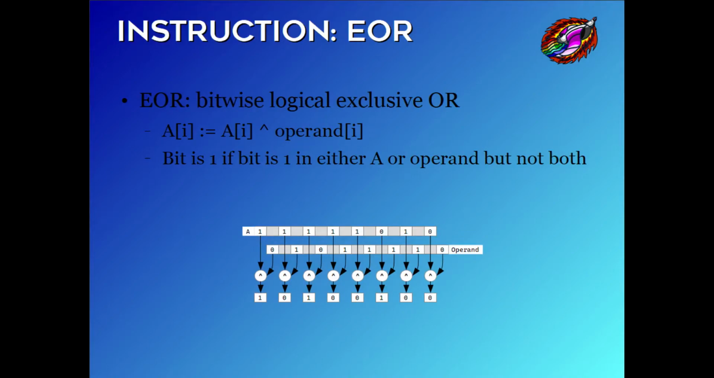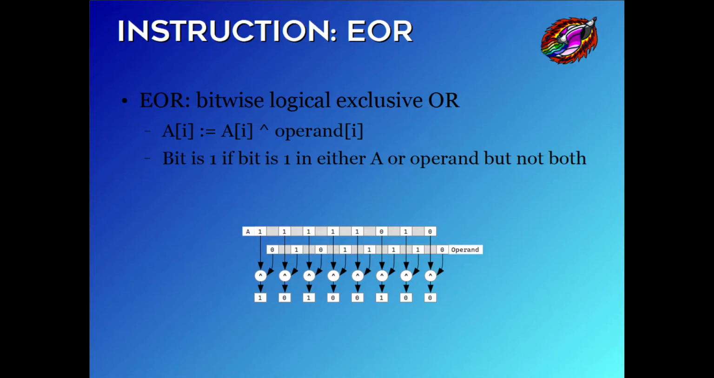And finally, we have EOR, which stands for exclusive OR. I believe in C that's represented by a caret operator or a circumflex operator. EOR is kind of similar to ORA, except that whereas with ORA the result will be a 1 if both of the inputs have a 1, in the case of EOR, it's only true if one or the other is true. If both are set to 1, the result is going to be a 0.